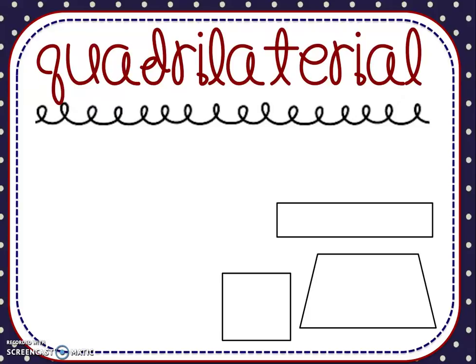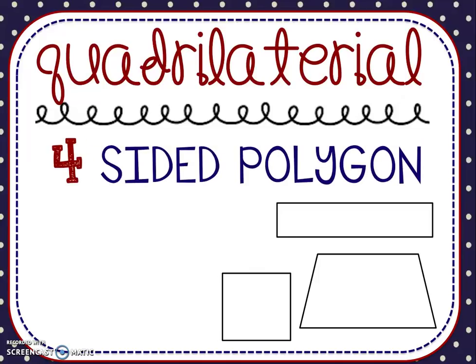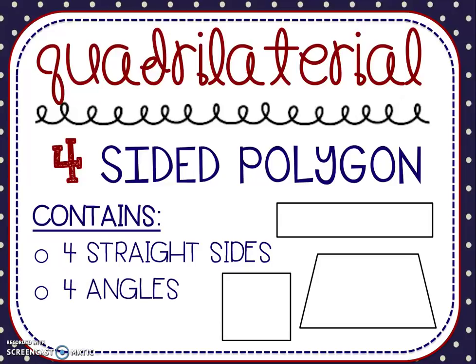Okay, so yesterday we also talked about quadrilaterals. And a quadrilateral is a four-sided polygon. It has four straight sides and four angles. Now, under the quadrilateral umbrella, there's lots of little different subcategories. So there's lots of different four-sided figures that have special names other than just quadrilaterals.